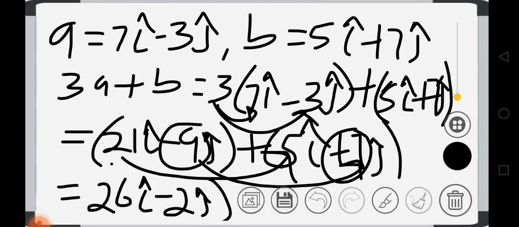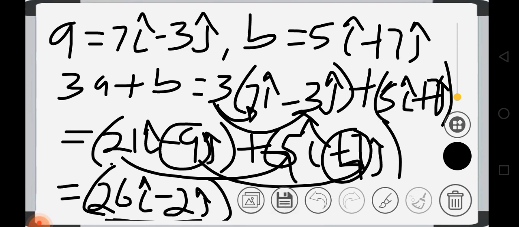Any calculator, if you don't know how to use your head to calculate, you have to use a calculator. So that will give us 26i minus 2j. That's what we are going to have. 26i minus 2j.